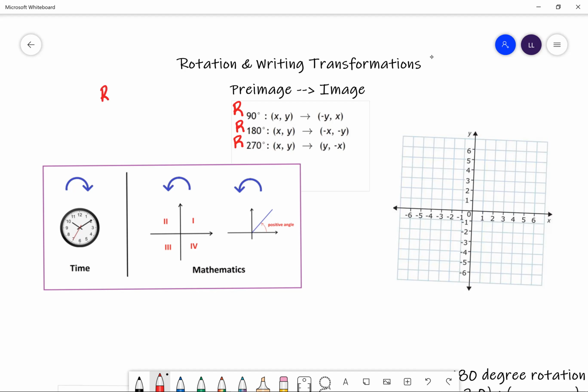Sometimes you'll see it written like this, and that's just telling you it's around the origin. All right, so 180 around the origin. And then this would be 270 around the origin.